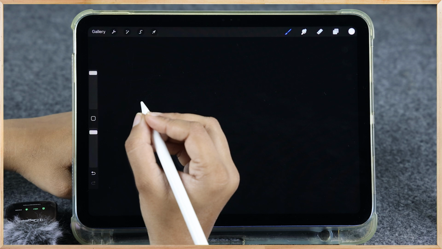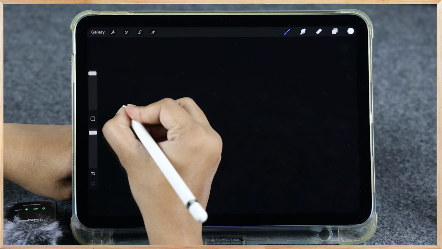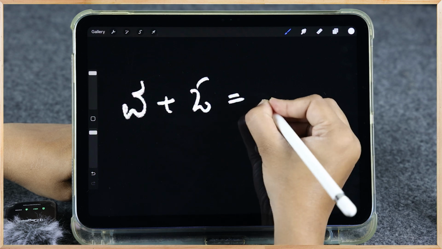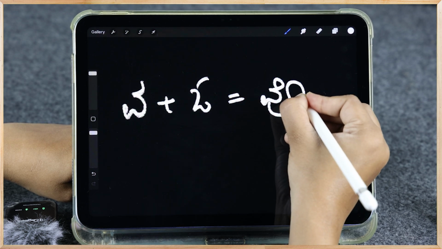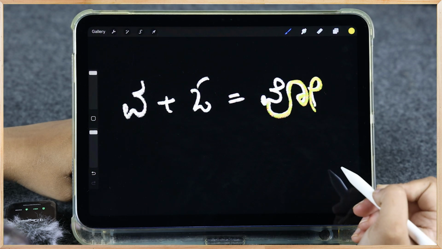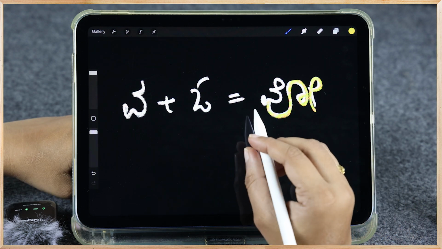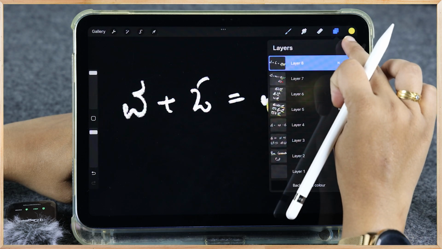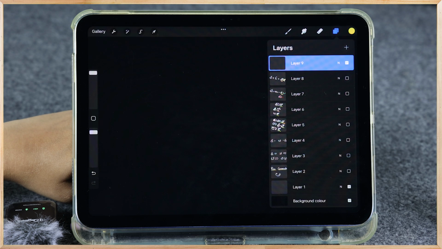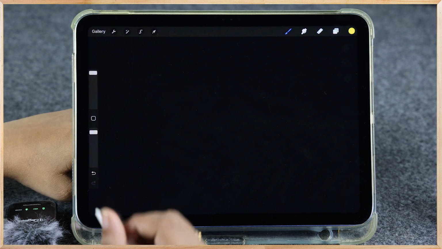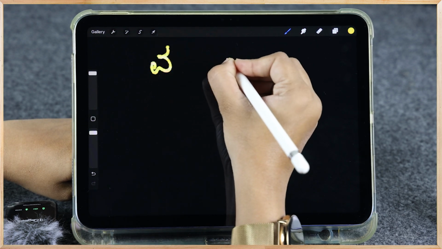Similarly, we have vo, where va plus o becomes vo. Please note that the secondary symbol comes from below the letter. Next, we have the letter ma. I am particularly highlighting this so that my learners will not get confused between va and ma.